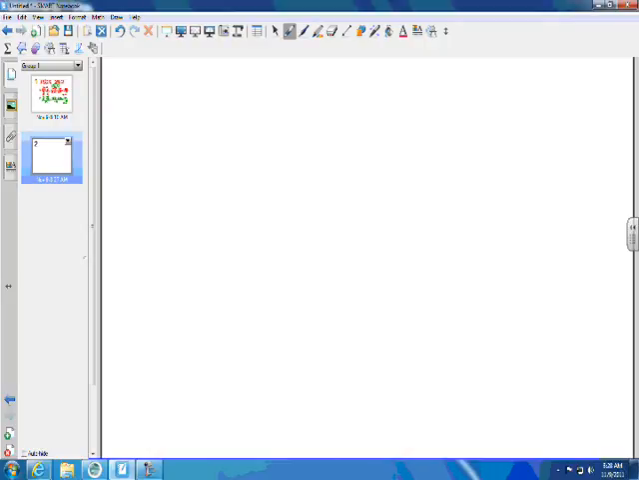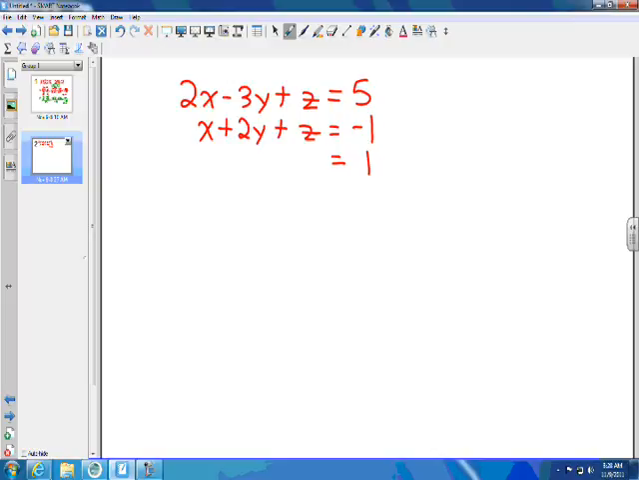So 2x minus 3y plus z equals 5. X plus 2y plus z equals -1. And x minus 3y plus 2z equals positive.